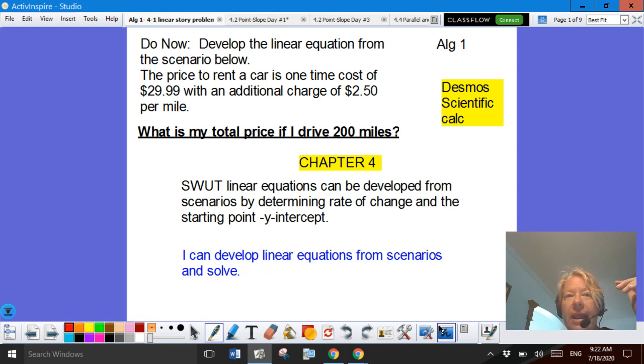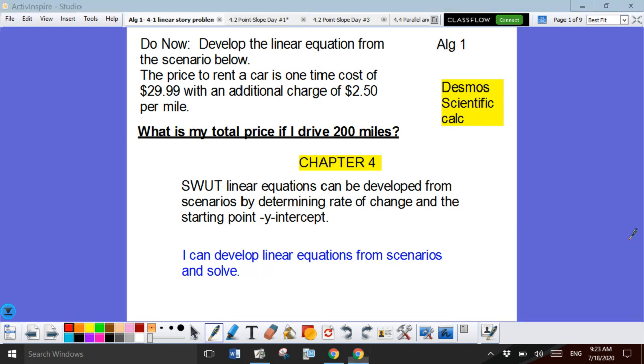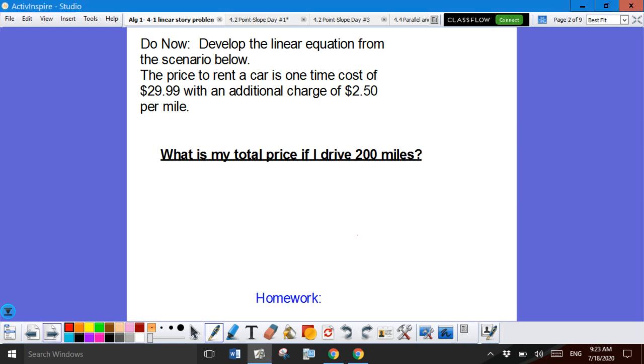So we're going to take a look at how to be able to tell the difference between the two, and then how do I actually answer the question, which requires some substitution, and you have to know whether you're dealing with a total or whether you're dealing with a variable, okay? So why don't you go ahead and hit pause and see what you can do with the do now today. We're going to develop the linear equation and then figure out what the price to drive the car 200 miles is. So hit pause, see what you can do with that. All right, let's see how you did.